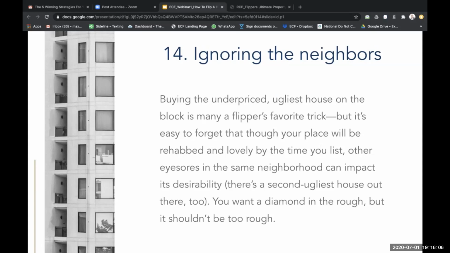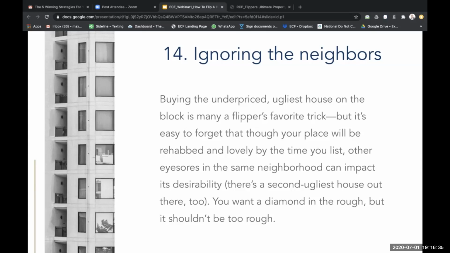Next slide, please. Okay, ignoring the neighbors. Okay, so everybody wants to buy the ugliest house on the block because the ugliest one is probably the best one. It needs the most fixing, tender loving care, and you're going to make it the best, most beautiful house on the block. But if you're going to make it the best, most beautiful, look at the second ugliest house and maybe the third ugliest house. You don't want a $1 million house in a $300,000 neighborhood. So you want to be careful of that.